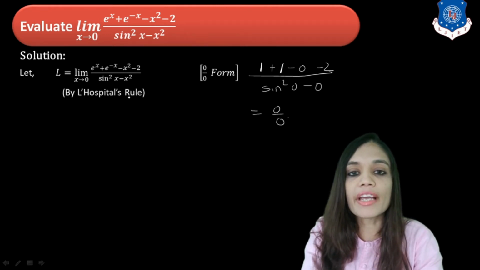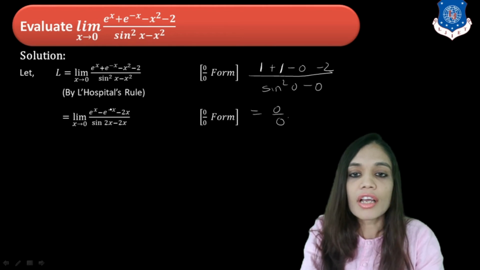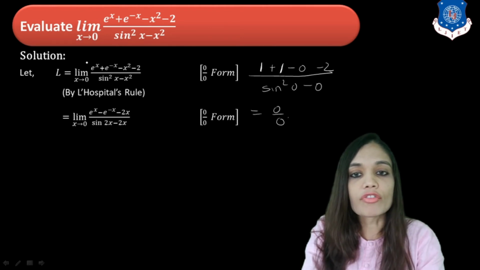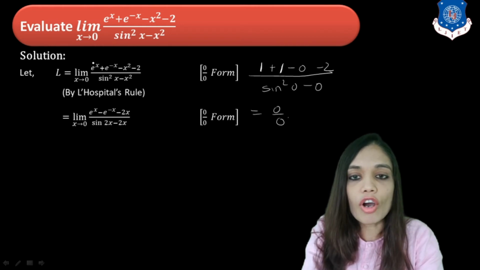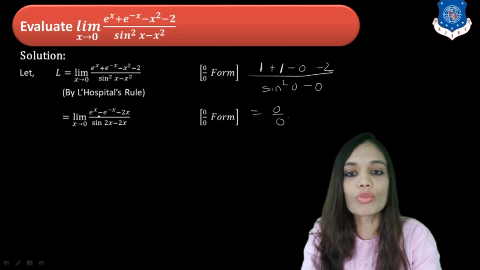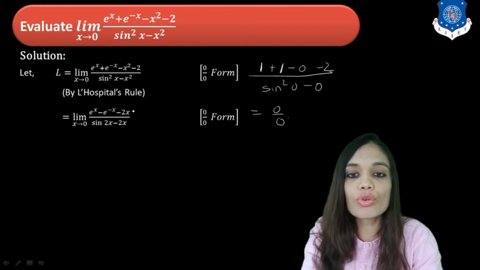So we have to apply L'Hopital's rule. So start doing the derivative of the numerator and denominator separately. So derivative of e raised to x will be equal to e raised to x. Derivative of e raised to minus x will be equal to minus e raised to minus x. Derivative of x square will be equal to 2x. Derivative of constant will be equal to 0.